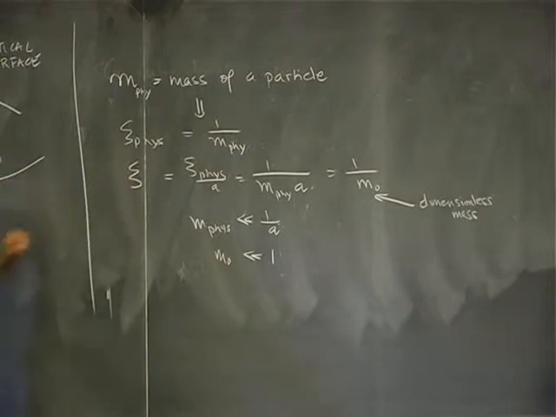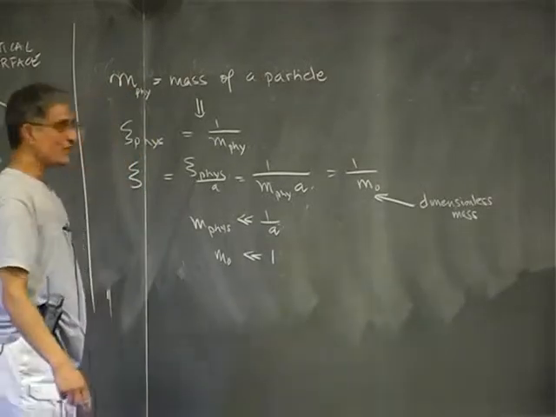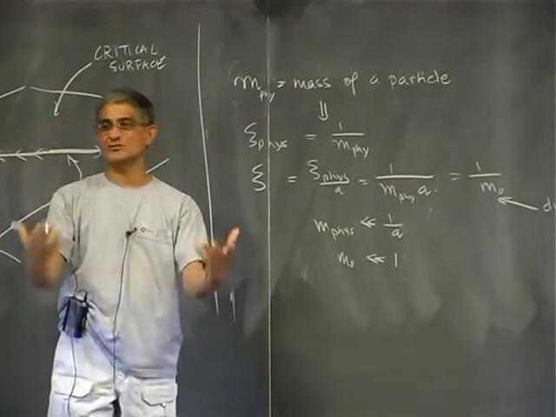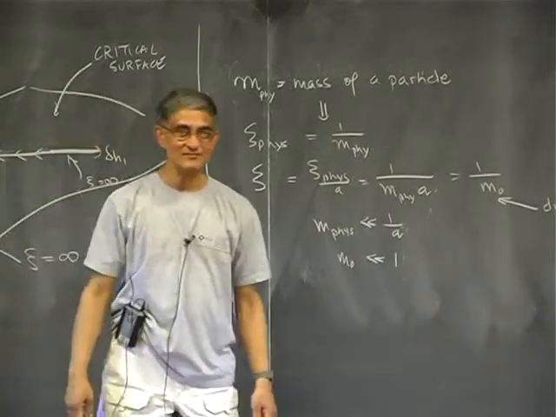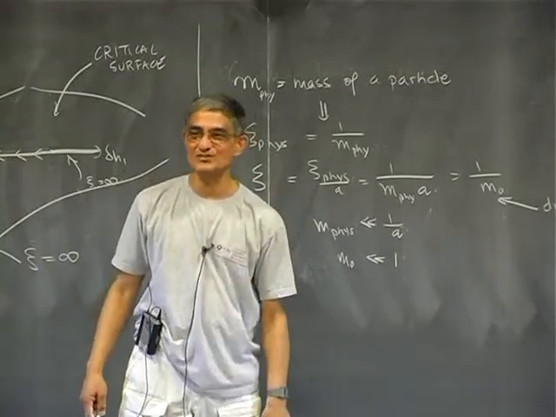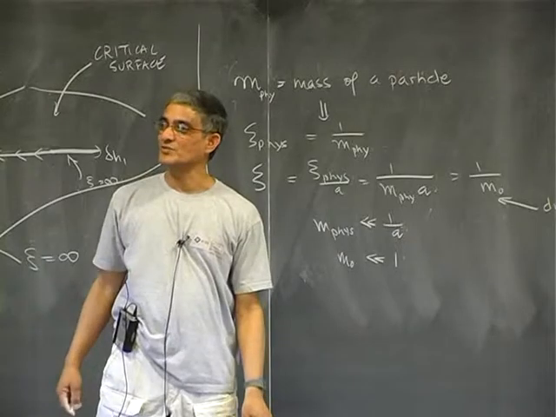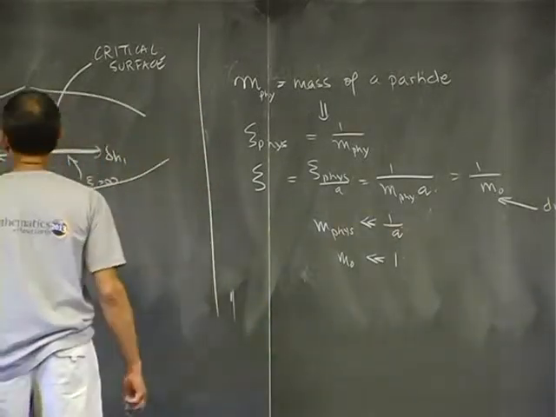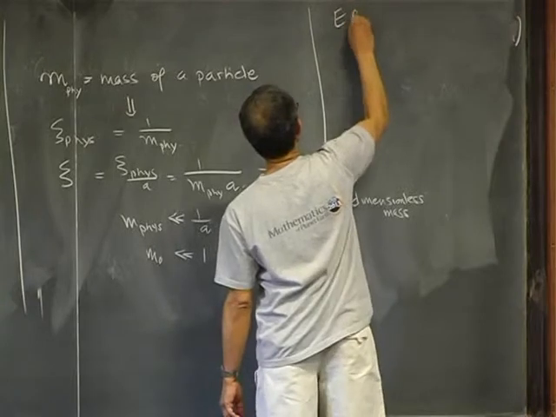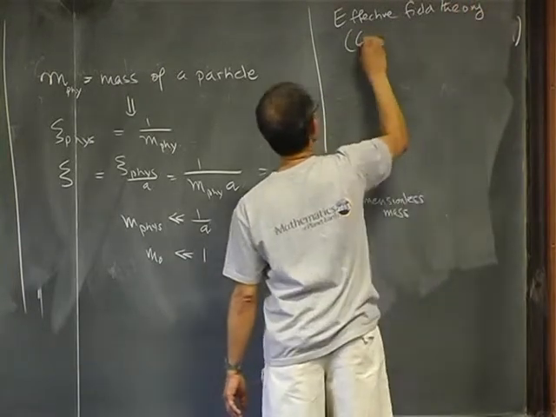The discussion I did for m physical would apply to all relevant couplings in the theory. So if I want to describe a theory which has some fixed physical values of relevant couplings, then I should consider a statistical system where the dimensionless values of these things are actually small, or depending on whether you consider mass or the correlation length, the correlation length is large. This tells you that effective field theories are sometimes called continuum limits.